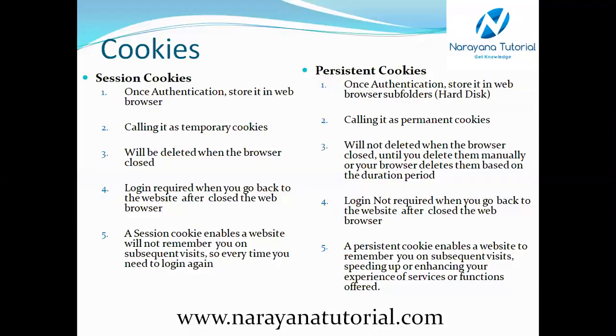So generally cookies are of two types: session cookies and persistent cookies. Session cookies, once authenticated, are stored in the web browser. Persistent cookies, once authenticated, are stored in the web browser's subfolders, that is, on the hard disk. Session cookies are called temporary cookies. Persistent cookies are called permanent cookies.